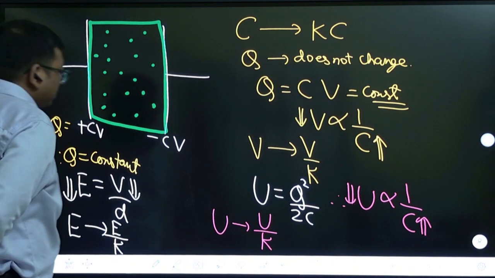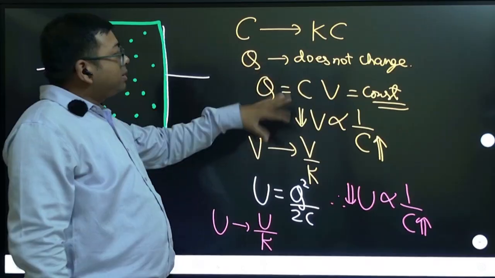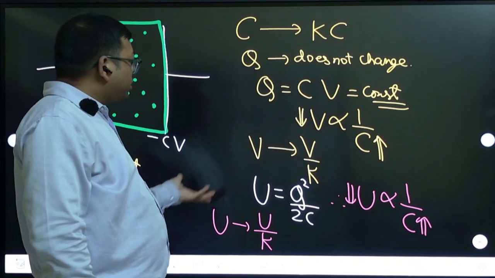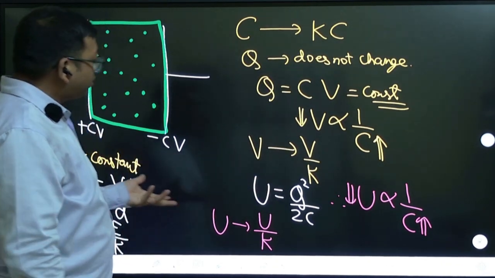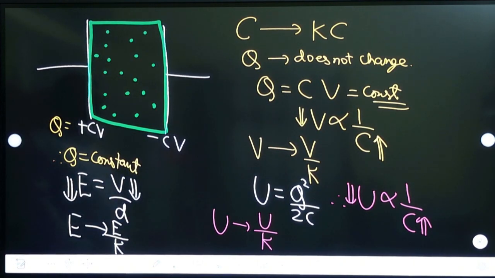So these are the things that will change. What are the things changing? C will definitely change, charge will not change, voltage will change, decrease, energy will also decrease, then electric field will also decrease. All these things will happen.